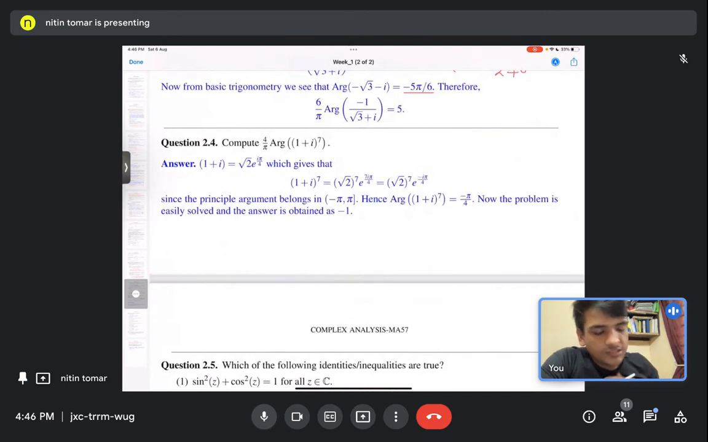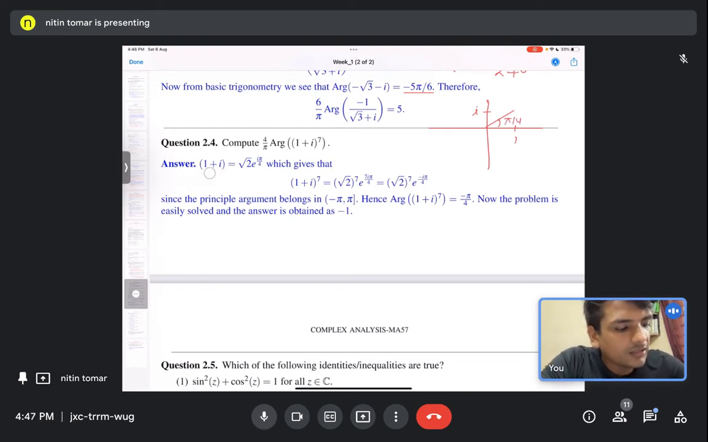Okay, so question fourth, again it is an argument calculation. If this is your complex plane, then 1 plus iota means 1 and iota, so this angle clearly is pi by 4. X equal to y always forms an angle pi by 4.